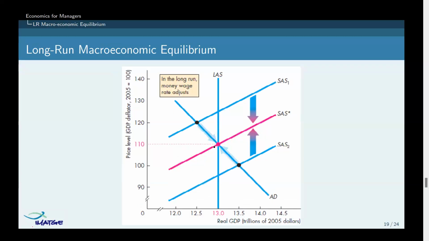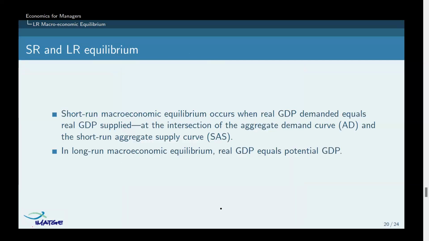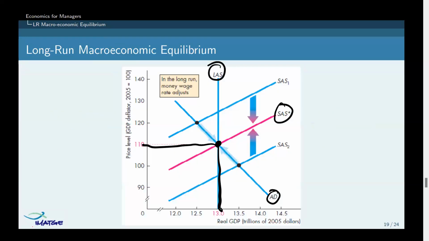And then the long run now. A long-run equilibrium occurs when we have the aggregate demand, the short-run aggregate supply curve, and the long-run aggregate supply curve intersecting at the same point, right? So short-run macroeconomic equilibrium occurs when real GDP demanded equals real GDP supplied at the intersection of the aggregate demand curve and the short-run aggregate supply curve, right?